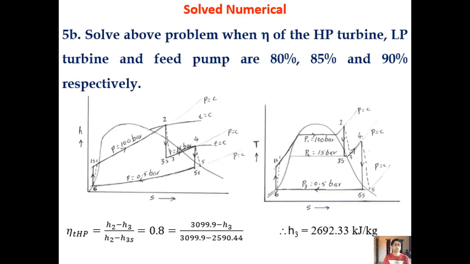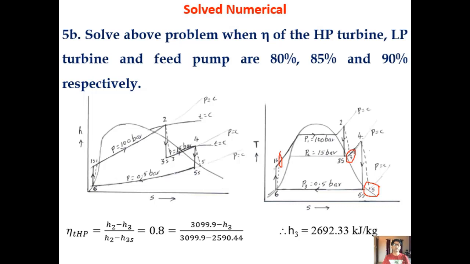Now we'll solve the above problem when the efficiency of the HP turbine, LP turbine and feed pump are given as 80%, 85%, 90% respectively. When you are given the efficiency of the turbine and the pumps, the actual point gets deviated. Can you see here? 2 to 3s was the earlier point. Now it became 2 to 3 actual point. 4 to 5s, now it becomes 5 here. So here also you will get a new point 1 here.